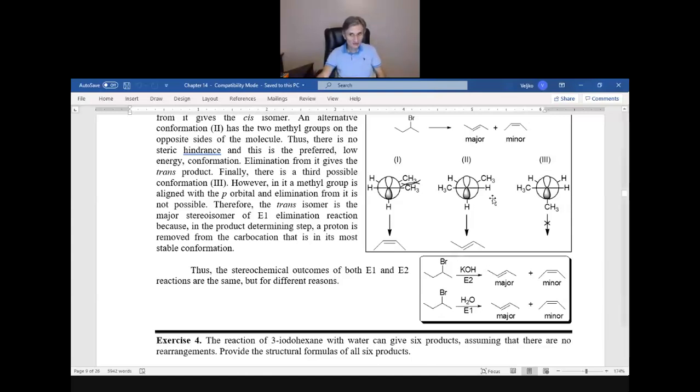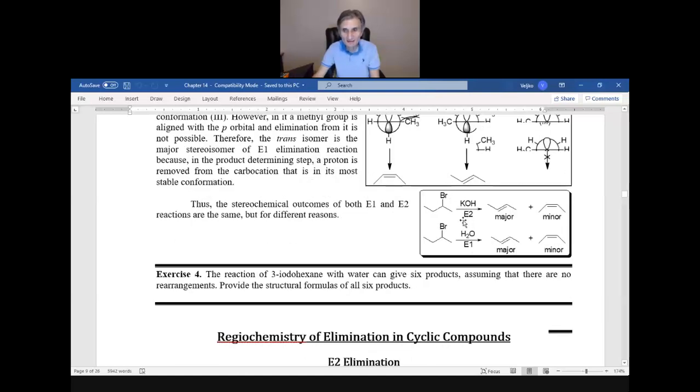Here, the lower energy carbocation gives the trans product. And finally, the third possibility is that the carbon-carbon bond is aligned with the empty orbital. That cannot result in elimination. Again, you need to know not only which one leads to cis and trans, but which one cannot result in a reaction, because any one of those could be a question. And here's a summary that each of them results in major formation of the trans product, but for different reasons.